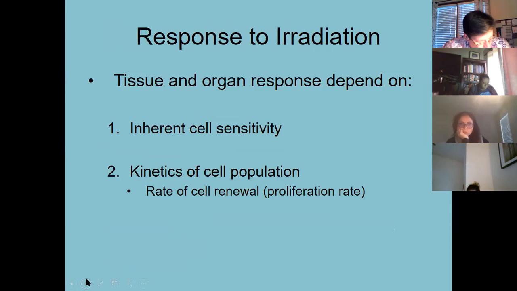Okay, so what happens when different tissues and organs are irradiated? Well, we really already know if we think back to the law of B&T, or Bergonié and Tribondeau. We know the tissue and organ response is going to depend on the inherent sensitivity of the cell population and also the kinetics of the cell population.